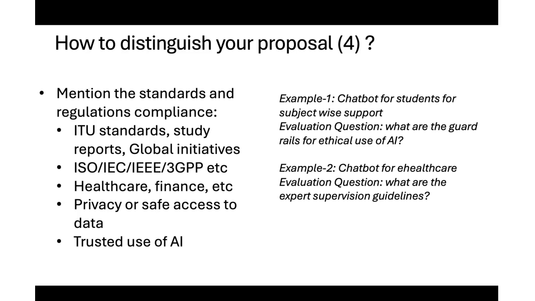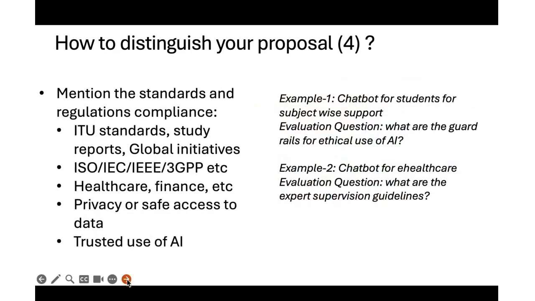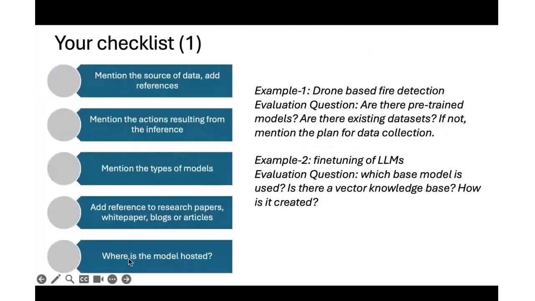In case of partners, as I mentioned, if you need domain specific partners, then you need to quote that. You need to cite the references for those domain specific partners. And if there are some of these aspects, then we need to mention that as part of the use case. Otherwise, you are going to get questions around that.